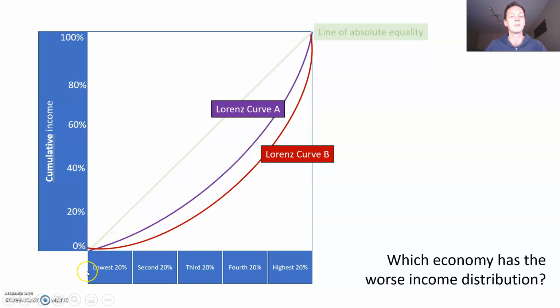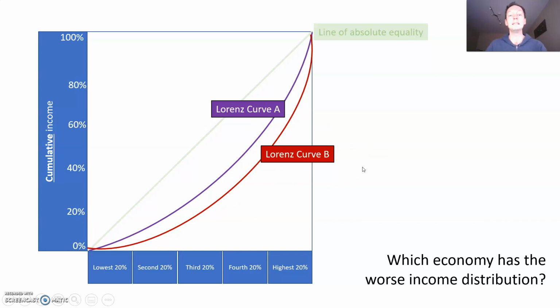Let's keep going. The bottom 40% for Lorenz curve B, let's go across 40 and we go up till we hit the line. Then we go across, and they only have roughly 10% of the total income. Nearly half the people in this economy only have 10% of the income. That's not a good situation. All right, it's high amounts of poverty in this particular fictional economy.